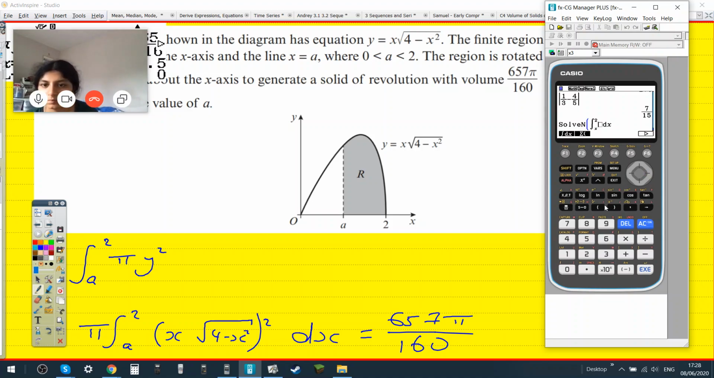We are doing in a bracket x times the square root. Where's square root? Shift that one. Square root 4 minus x squared, the whole thing squared. Yep. So the solution to that is equal to shift, equal to, fraction, 657. How do you do pi? Shift that over 160. I then have to close my bracket.